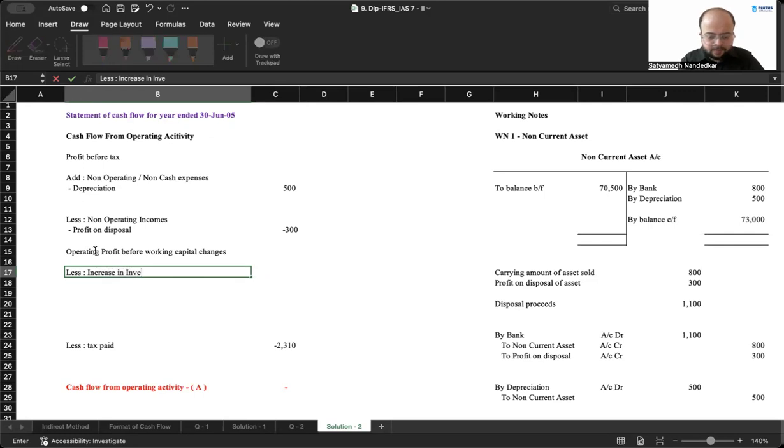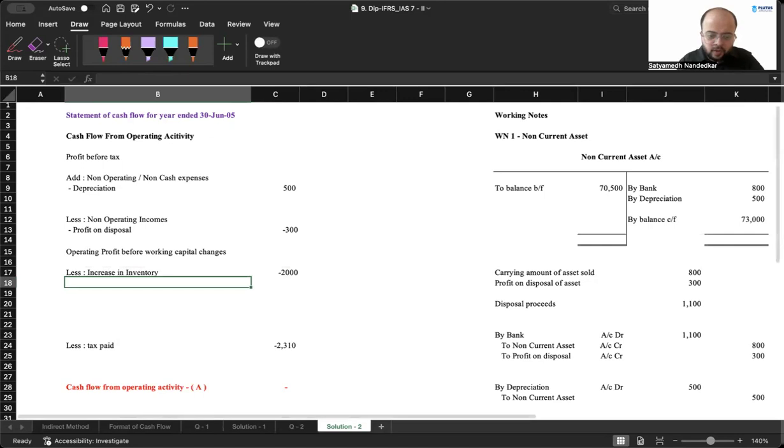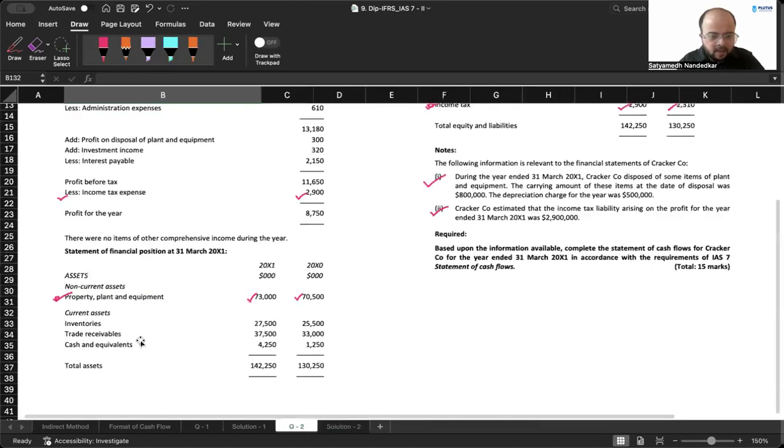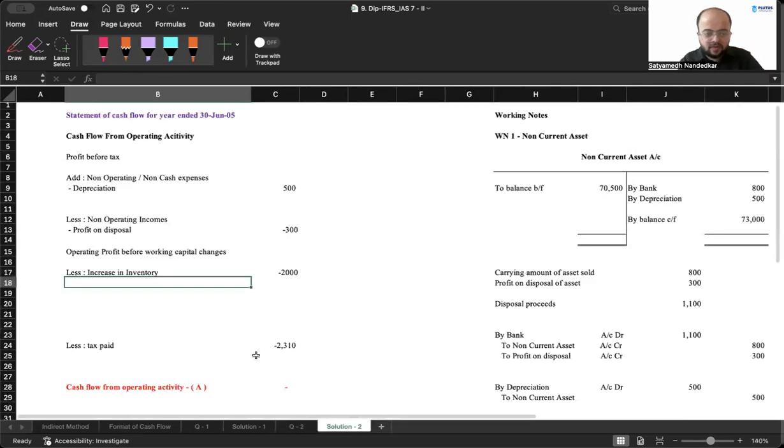Less increase in inventory. How much? Minus 2,000. Okay. Then trade receivables were 33,000, increase to 37,500. Increase in debtors. Increase in current asset is subtracted. So minus 4,500.